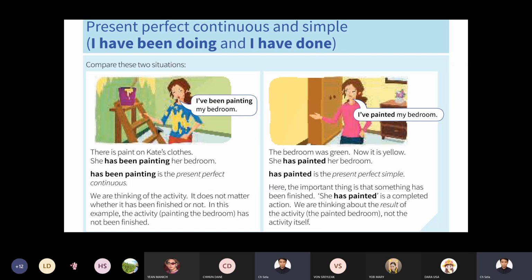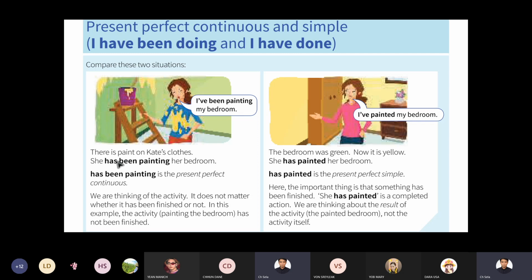Okay, now I want to get your attention on this slide: present perfect continuous and present perfect simple. You have to look at the picture, the first picture and the second picture, to see the difference between present perfect simple and present perfect continuous. Look at the first one: I've been painting my bedroom. And the second one: I painted my bedroom. The second one focuses on the result, and the first one focuses on the activity, painting, all right?